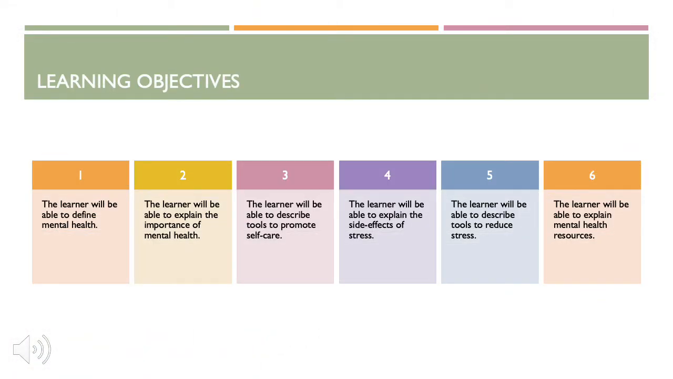Today's learning objectives include: number 1, the learner will be able to define mental health. Number 2, the learner will be able to explain the importance of mental health. Number 3, the learner will be able to describe tools to promote self-care. Number 4, the learner will be able to explain the side effects of stress. Number 5, the learner will be able to describe tools to reduce stress. And number 6, the learner will be able to explain mental health resources.